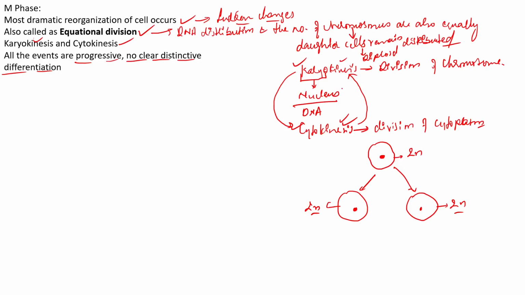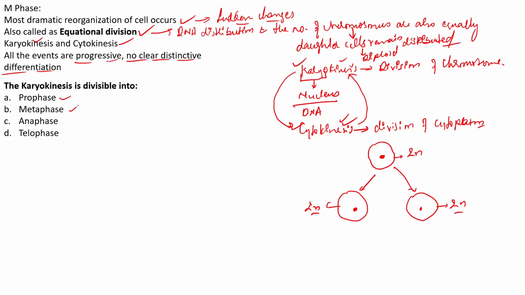It is we who have identified certain changes that occur during certain parts of the cell division, or certain times of the M phase, or the mitotic phase. Now the karyokinesis is divisible into the prophase, metaphase, anaphase and the telophase. These are the important stages of the karyokinesis.